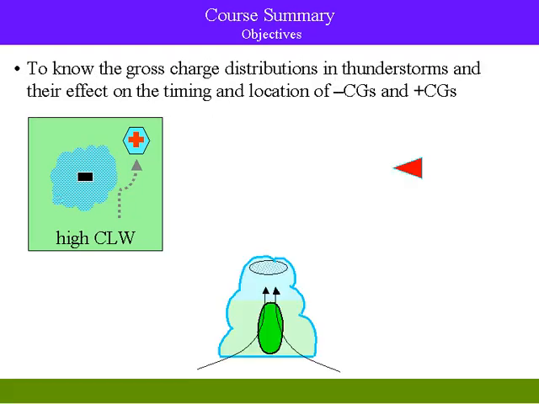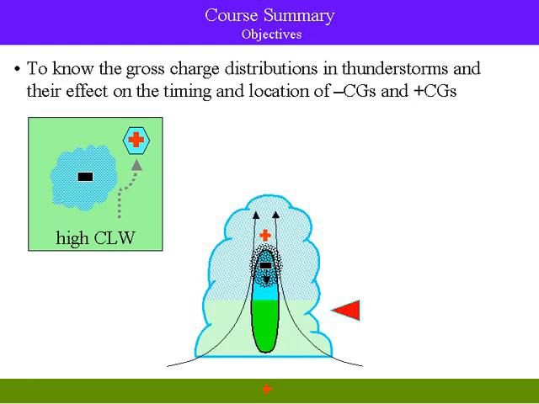We wanted to know the gross charge distributions in thunderstorms and their effect on the timing and location of negative and positive CGs. Remember, here within the shallow cumulus cloud we have no graupel forming and therefore no electrification. With a towering cumulus cloud, graupel begins to form, and therefore we begin to see a charge structure with the graupel particles taking on a negative charge and the smaller ice crystals taking on a positive charge.